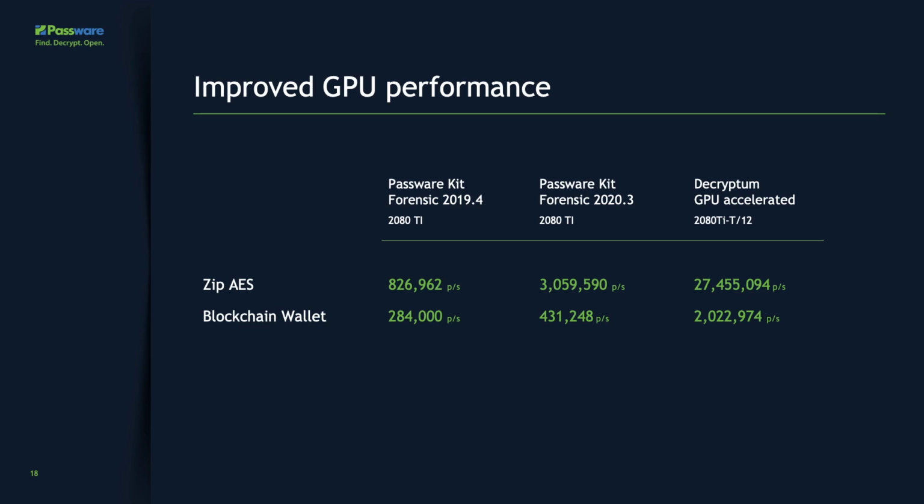Another area on which we've been working recently is improving our GPU performance. Now, anyone who's done any sort of password cracking work previously will know that recovery speed is one of the essential keys to success, and we at Passware are constantly working on increasing our recovery speeds for numerous file formats. We can see here that we've increased our GPU acceleration performance by up to 3 times between 2019 version 4 and 2020 version 3 for ZIP and AES file formats, and 1.5 times for cryptocurrency blockchain wallets.